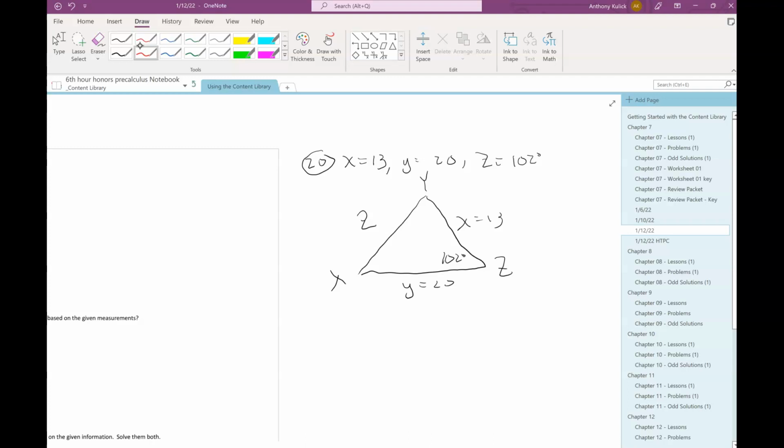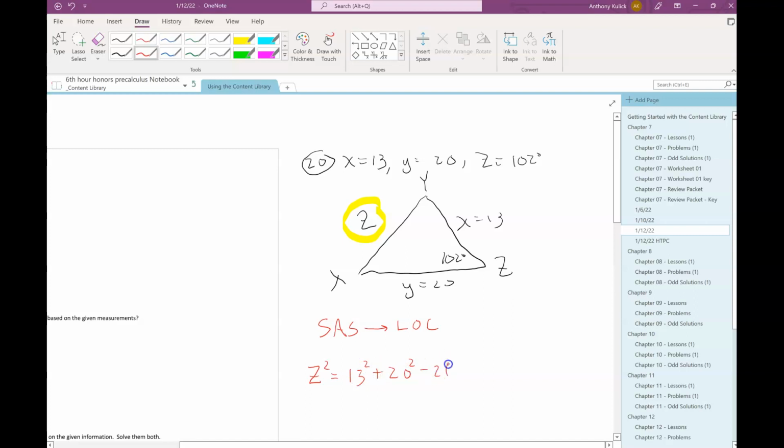So if I take a look, what situation are we in here? Side angle side, which is automatically a 1 triangle situation. So this is doable. We're just going to use the law of cosines. When solving a side angle side, the first thing we're going to do is find that missing side length. So using the law of cosines, z squared is equal to x squared plus y squared minus 2 times x times y times cosine z. And then to solve for z, I'll just square root both sides.